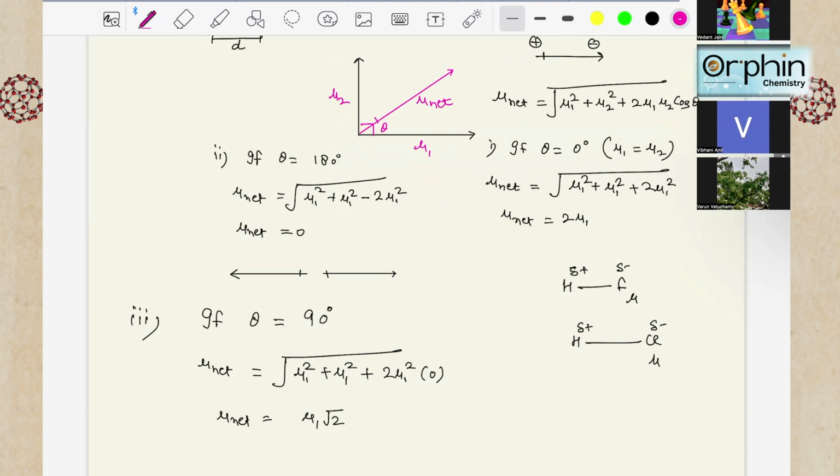And that is given by a formula. It depends on the angle between the two vectors. By that, we can find the net dipole moment or net vector. In physics, you haven't seen this, Varun? The vectors I've seen, but I didn't know about it here. But now you got it? Yes, I got it. Okay.